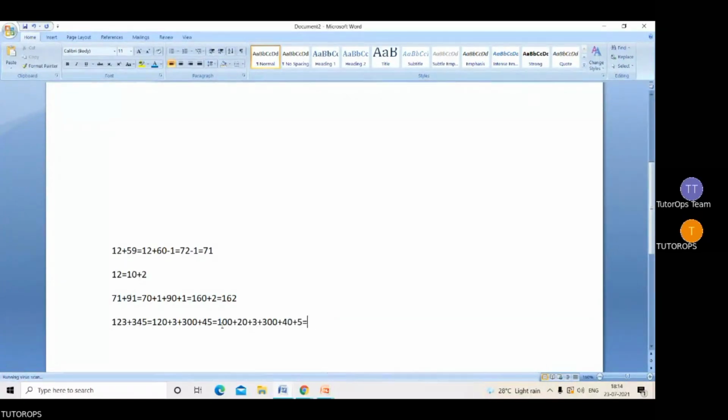100. 100 means 10 into 10. 20 means 2 into 10. Now 300. 300 means 30 into 10. And finally 40. 40 means 4 into 10. So 10 into 10 plus 2 into 10 will give us 12 into 10. 12 into 10 plus 30 into 10 will give us 42 into 10. And plus 4 into 10 will give us 46 into 10. That means 460. And then the number will be 3 plus 5, 8. Simply it will result in 468.